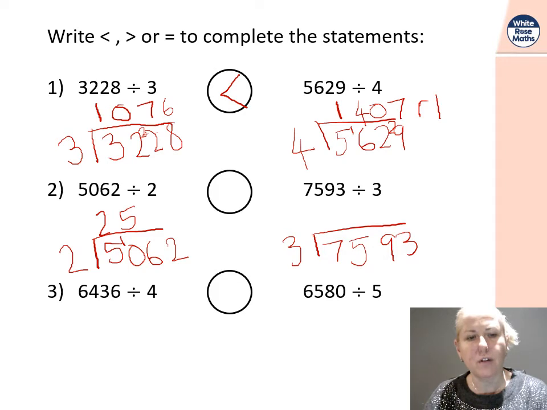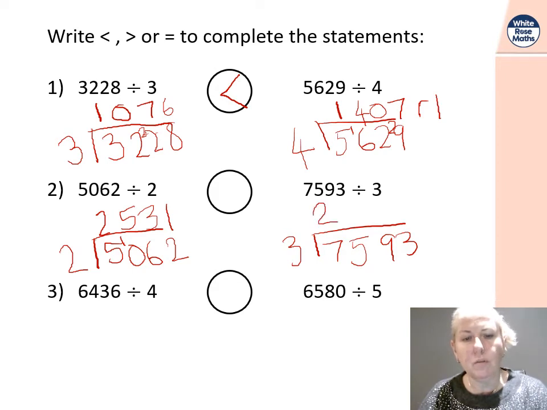I can make 3. And how many groups of 2 can I make from 2? 1. So 2,531 this side. Let's go back over here. So, how many groups of 3 can I make from 7? I can make 2 groups, and I'll carry 1. How many groups of 3 from 15?